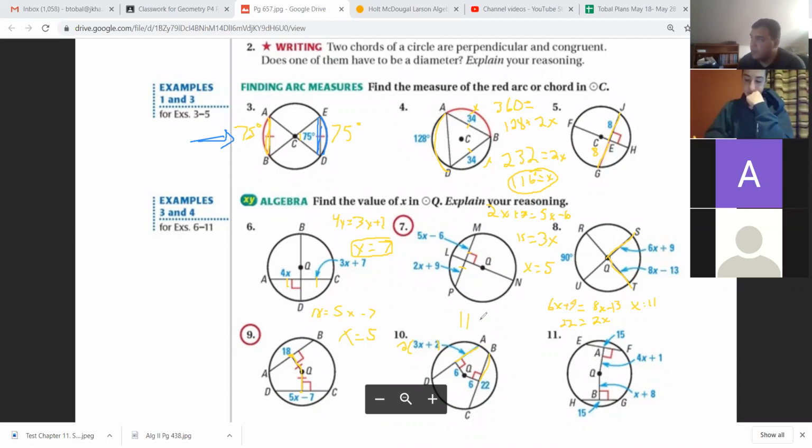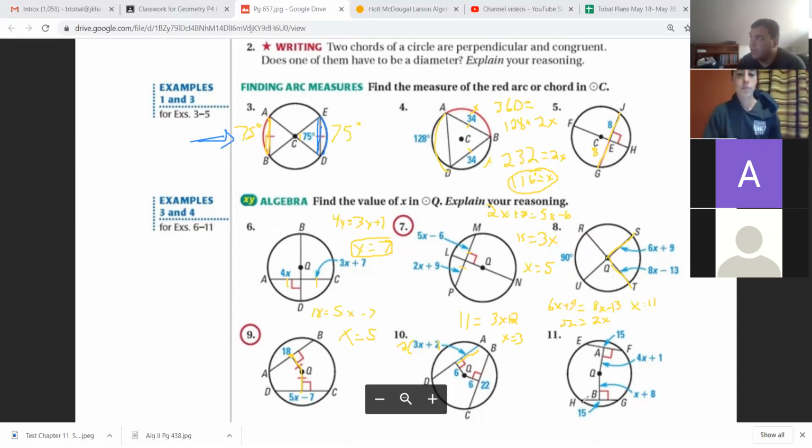Can you explain why you can't just do 3x plus 2 equals 22? Because look at the blue line they're asking us to find. They're only asking us to find this piece right here. If they asked you for the whole thing, you would just do equal 22. So 3x plus 2, solve that. That's going to be minus 2 on both sides is 9. 9 equals 3x. That's going to be x equals 3.